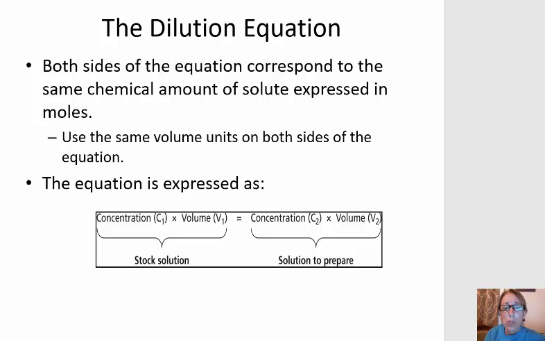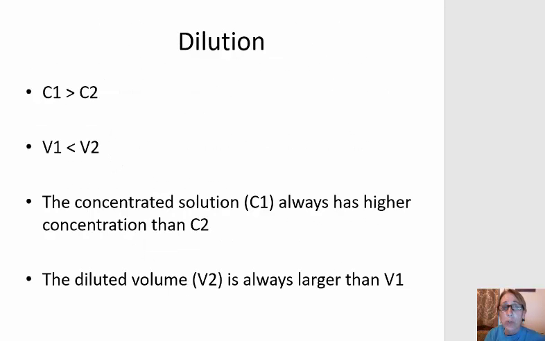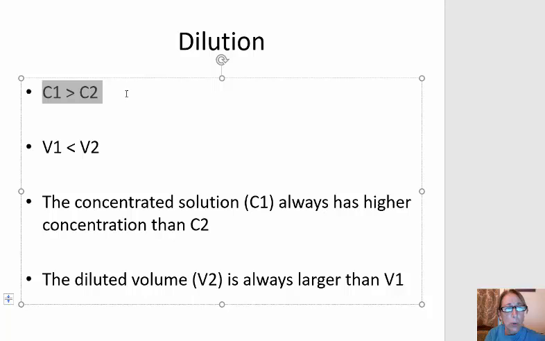So really, the most difficult part about using this equation is identifying what the four variables are. And this may help you. C1, the concentration of the stock solution, always has to be greater than C2 because C2 is the concentration of the diluted solution after we've added water. And then V1, the volume of the stock solution, is always less than V2 because V2 is what we get after we add water. So these relationships might help you correctly assign the values.